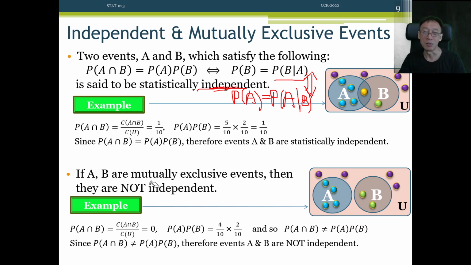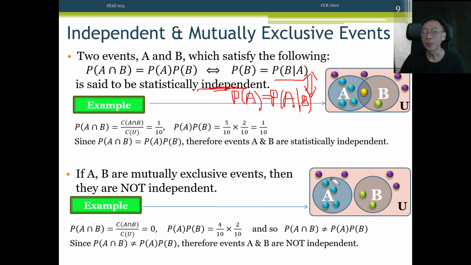Next idea is about mutual exclusivity. So if the question tells you A and B are mutually exclusive events, how do I think about that? Yeah, one easier way to think about this rather elusive description is that the two circles don't intersect. Okay, the balls are either in A or in B. They cannot be both, like in the yellow ball case. So think of them as two segments that are not touching each other. So A and B are mutually exclusive events.